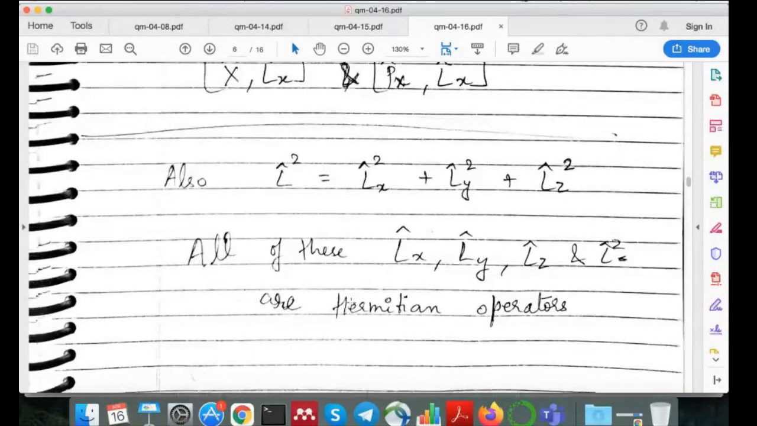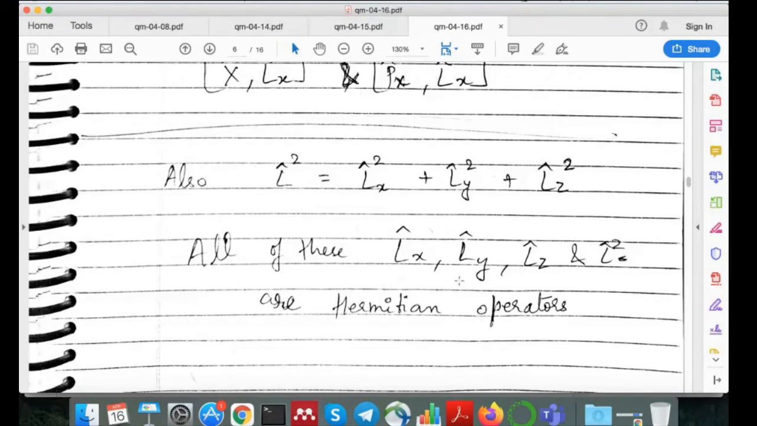Okay, and all of these four operators that we have looked at so far, Lx, Ly, Lz, and L square, all of these are Hermitian operators, obviously, right? Because these correspond to some observable. So if these correspond to some observable, it means that the observables are real quantities, right? And only Hermitian operators have the property that the eigenvalues of the operators are real. Okay, so all of these operators are Hermitian operators.